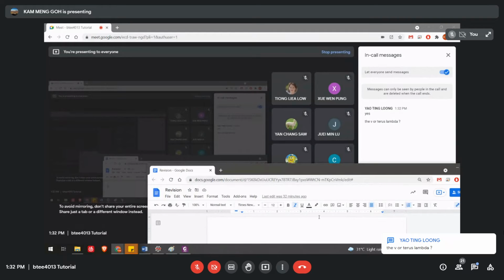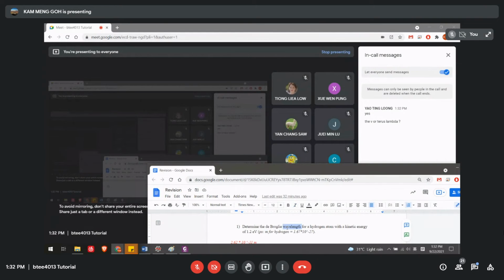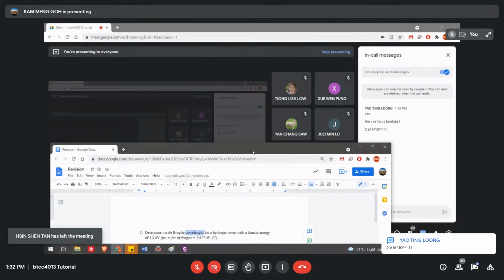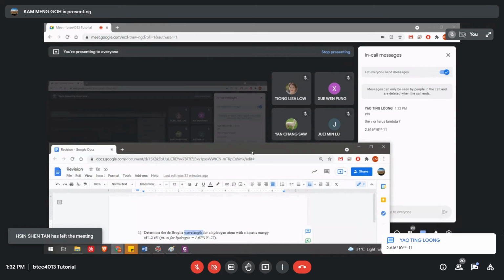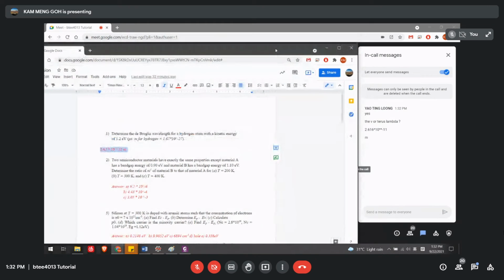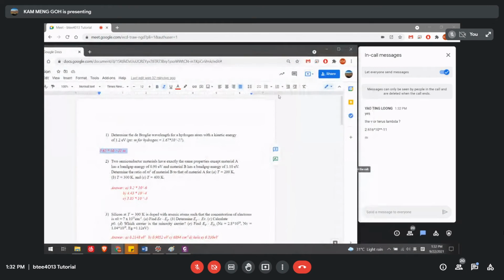Lambda. Okay, 2.61 times 10 to the power negative 11, which is in meters. Same answer as me. So, any question for this?